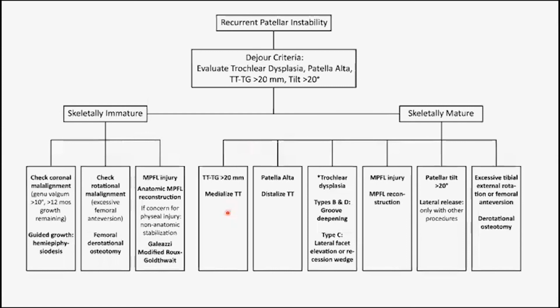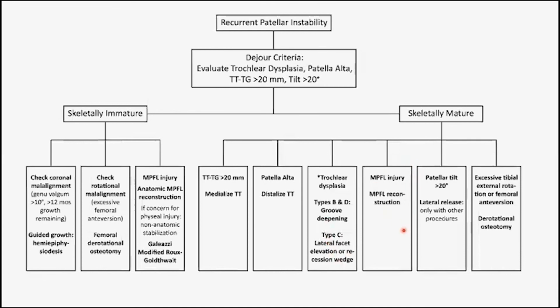Skeletally mature patient, we address the risk factor present in the patient. Lateralized tibial tuberosity, we'll do medialization. Patella alta, we will distalize. Trochlear dysplasia, if type A, we will ignore it. Type B and D will do groove deepening. Type C, we will do lateral facet elevation or a resection wedge to decrease the lateral convexity.